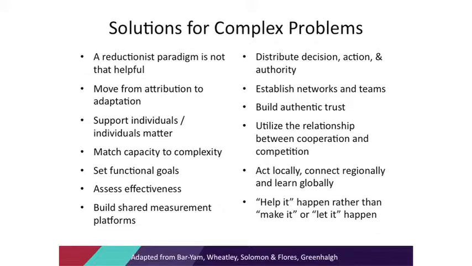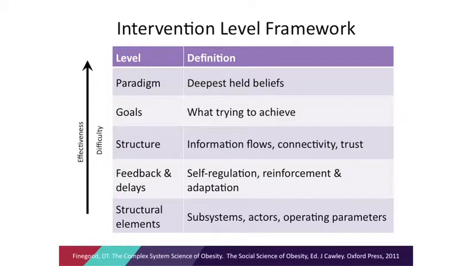And I'm just going to close by bringing one other frame to the picture when we think about complex systems. And that is that we need to think about the levels in a system. So there are multiple levels in a system. We were talking briefly about this on Monday. And those levels range from, at the top of the system, the paradigm, the deeply held beliefs that drive the system. They're very difficult to change, but they can be very powerful if you can change them. All the way through goals, the structure, feedback loops and delays.